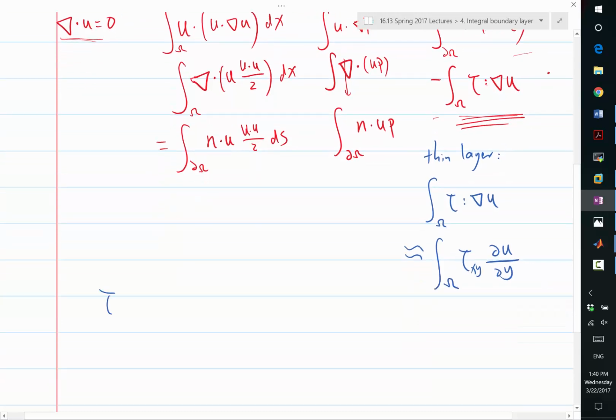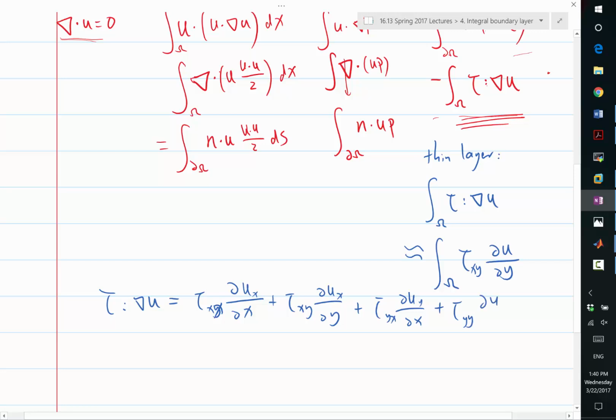Double dot means tau xx, tau xy, partial u x partial x plus, sorry, right, so tau xx, tau xy, partial u x, partial y, plus tau yx, partial u y, partial x, plus tau yy in a two-dimensional world. And if you have 3 dimensions, there are 9 terms, basically multiplying the corresponding entry of a tensor with the corresponding entry of another tensor.